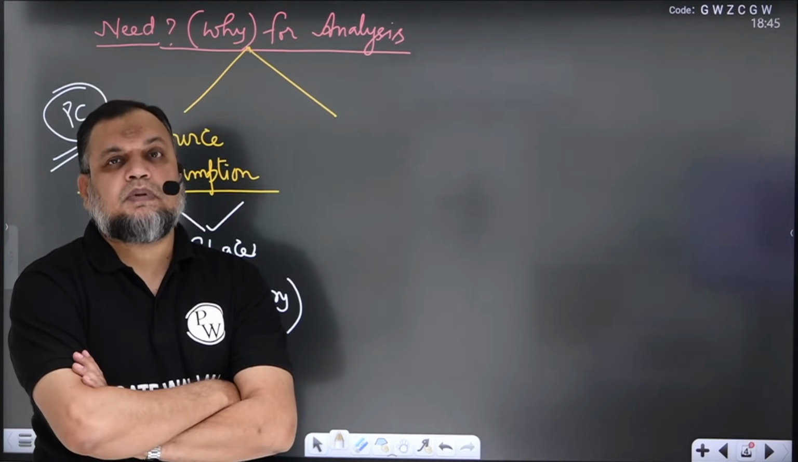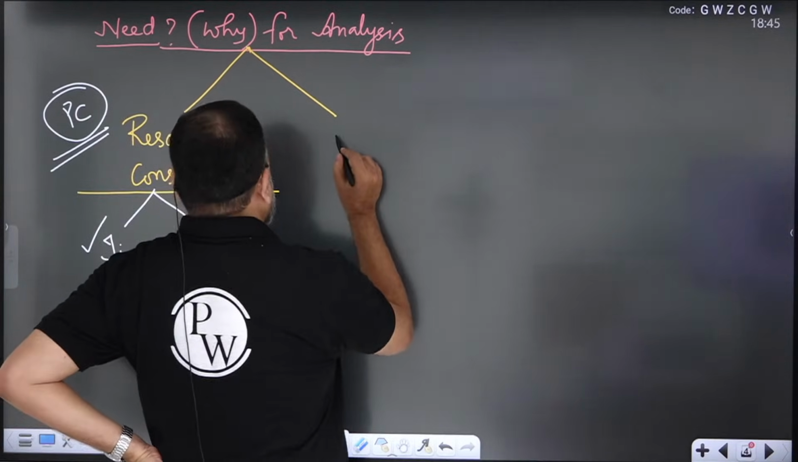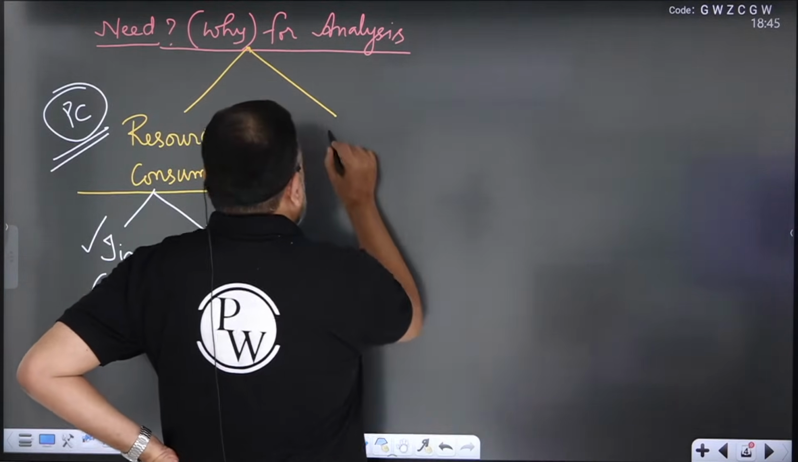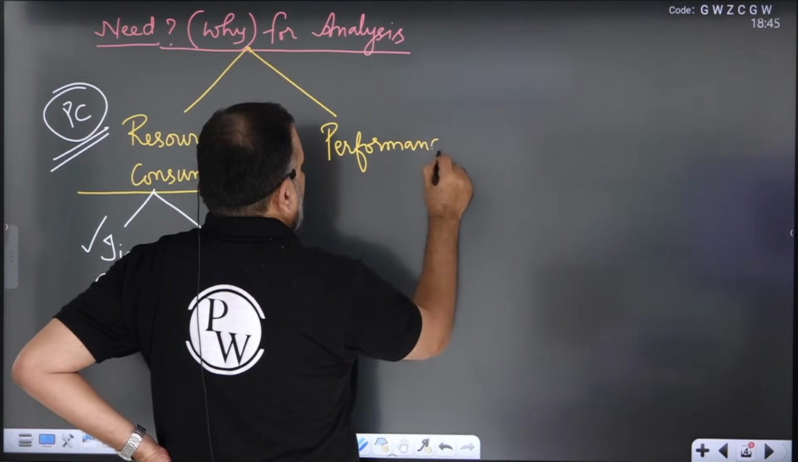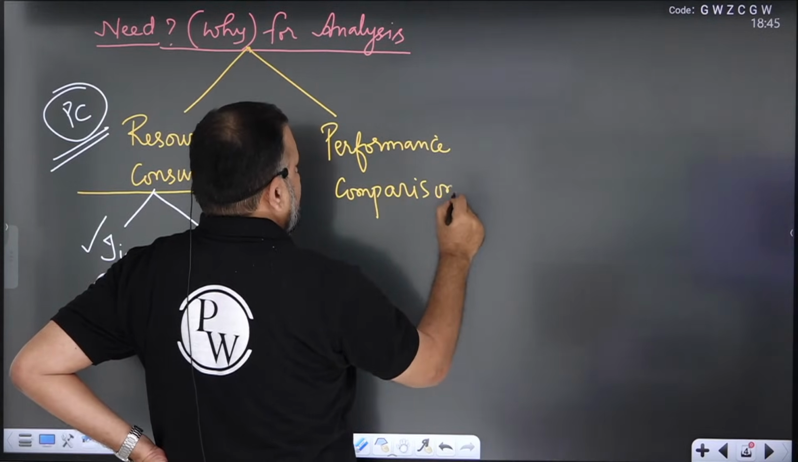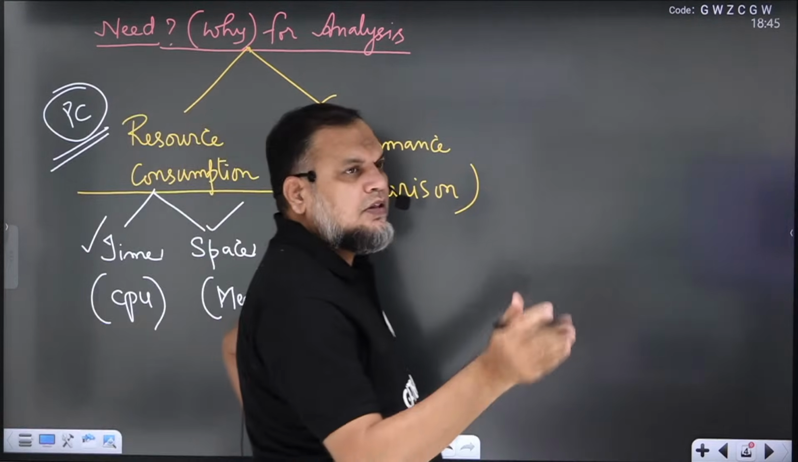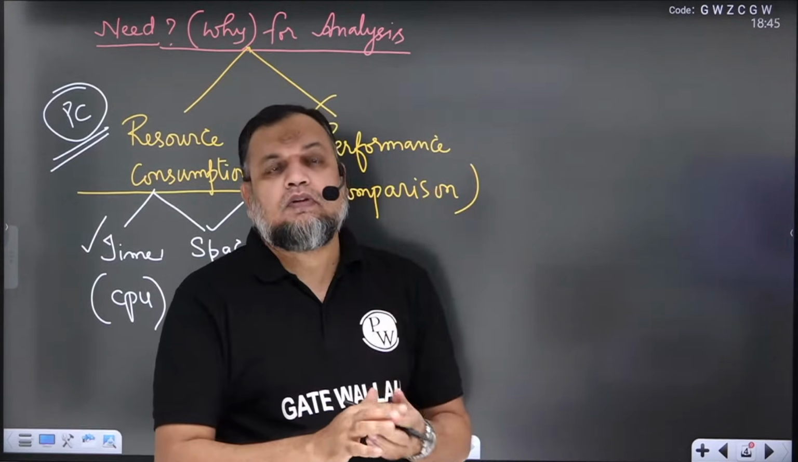The other reason is the basic primary reason for analysis. The other basic reason is to make what we call performance comparison. Performance comparison. This is the main reason for analysis. Compare the performance of different algorithms for solving a problem.